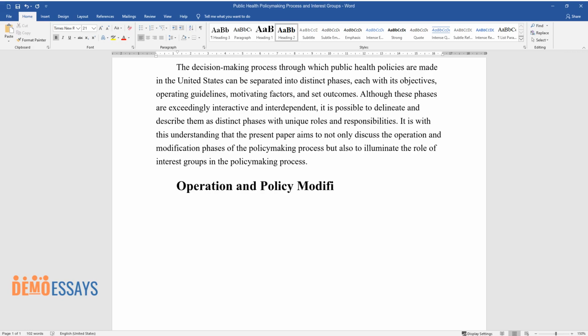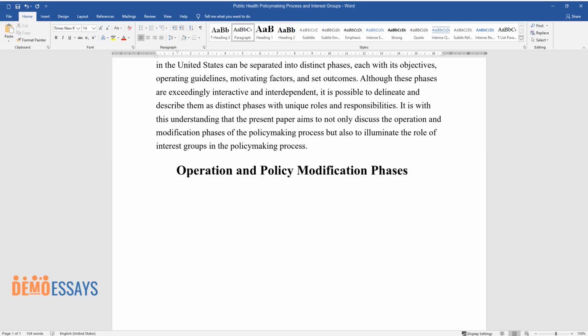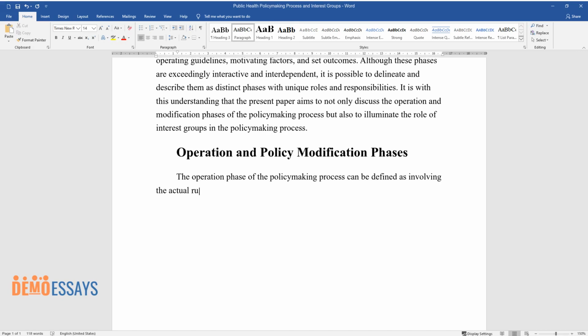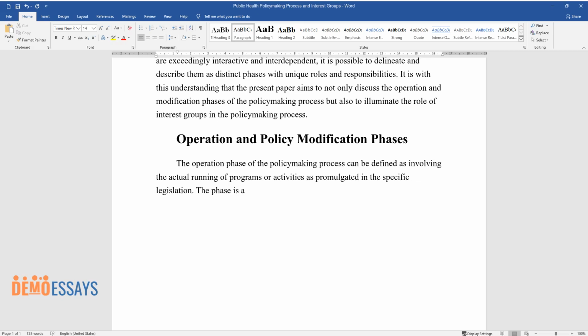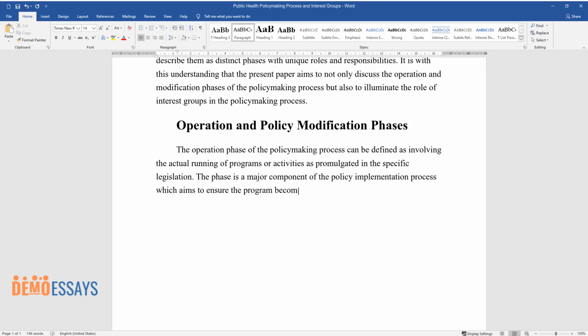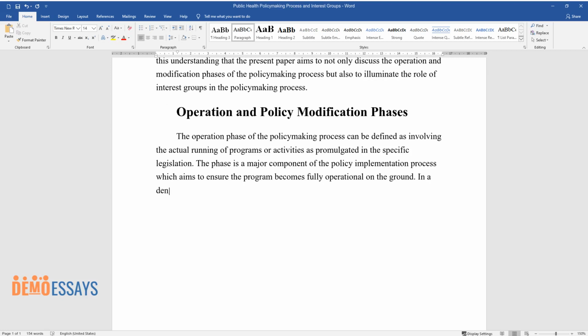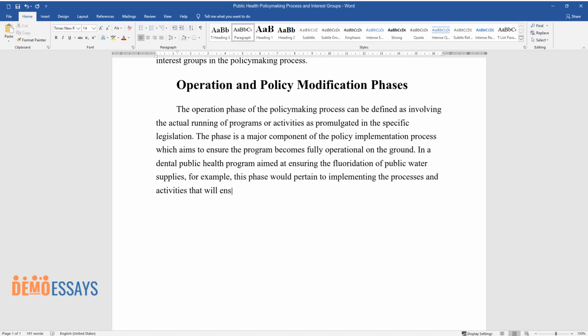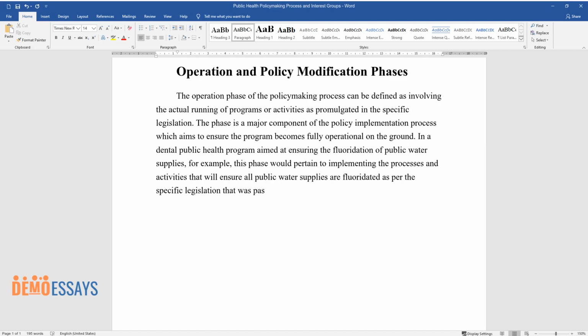Operation and policy modification phases. The operation phase of the policymaking process can be defined as involving the actual running of programs or activities as promulgated in the specific legislation. The phase is a major component of the policy implementation process which aims to ensure the program becomes fully operational on the ground. In a dental public health program aimed at ensuring the fluoridation of public water supplies, for example, this phase would pertain to implementing the processes and activities that will ensure all public water supplies are fluoridated as per the specific legislation that was passed into law.